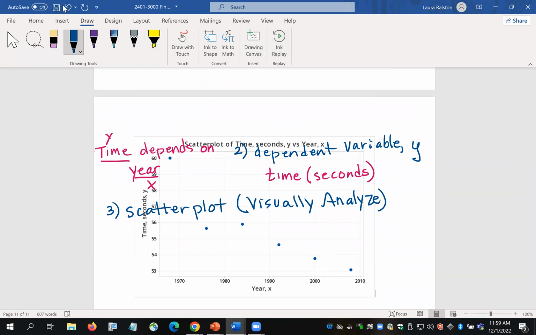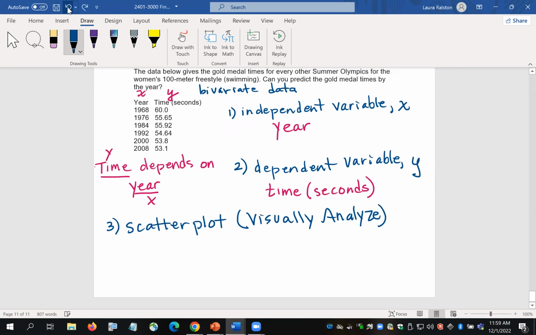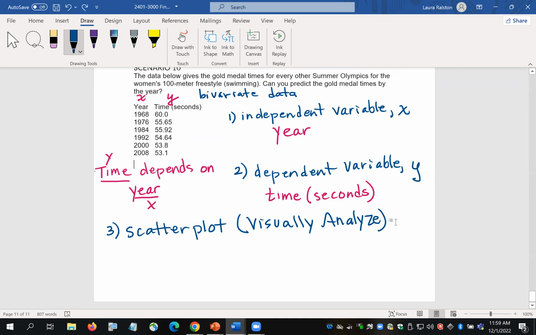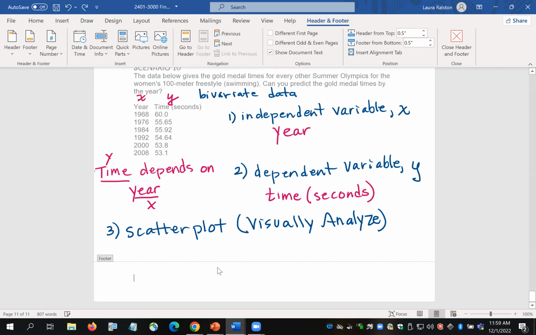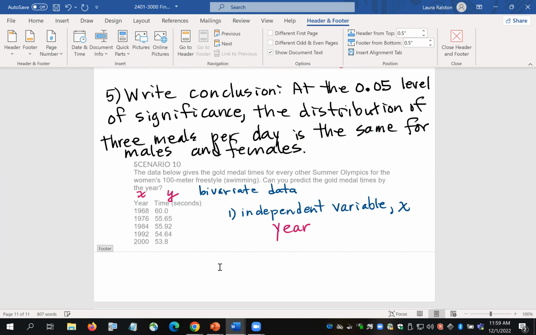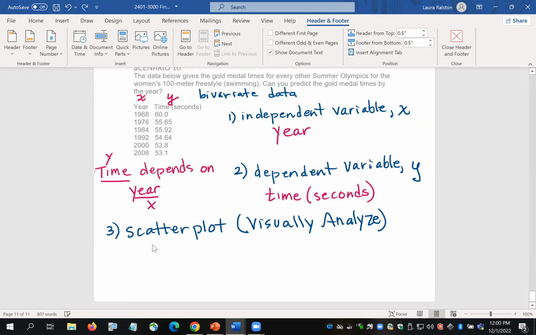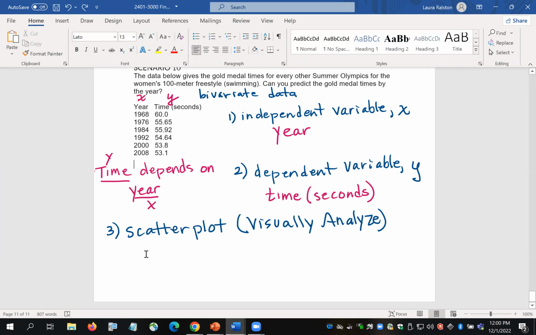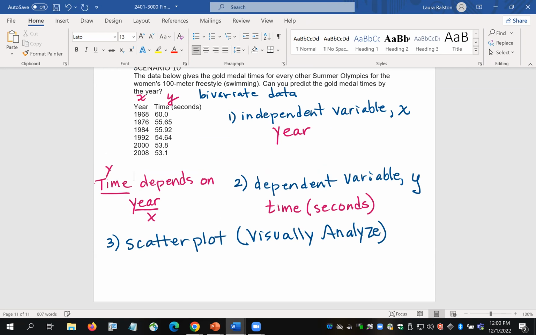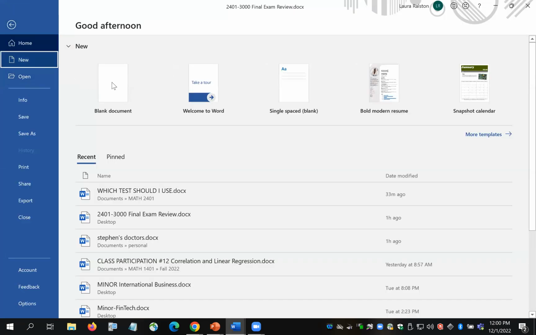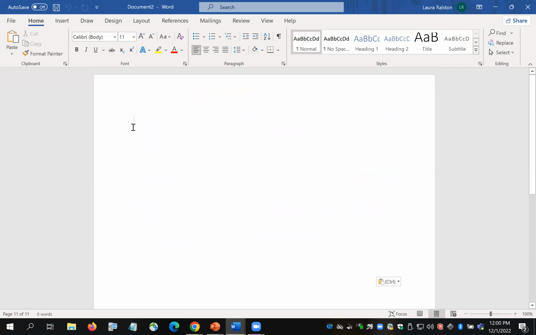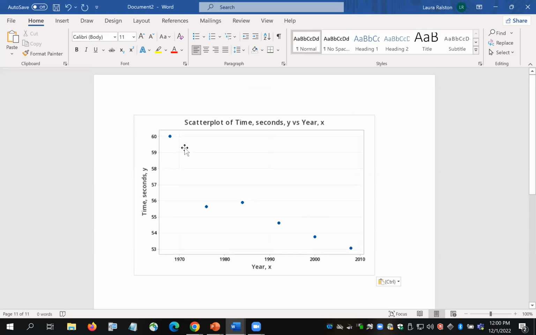Well, guys, I can't get it to let me put this thing in there. Just get a new piece of paper. Okay, so we put our scatter plot in there.